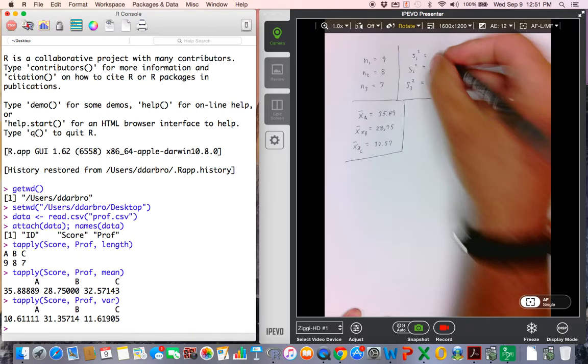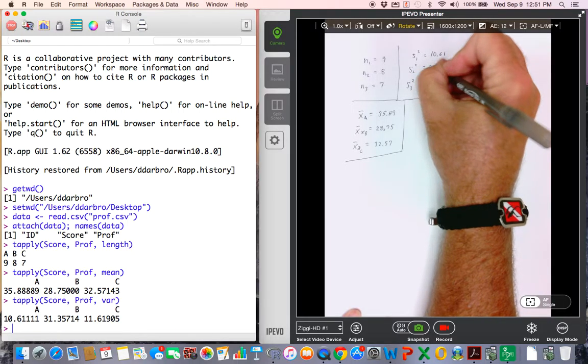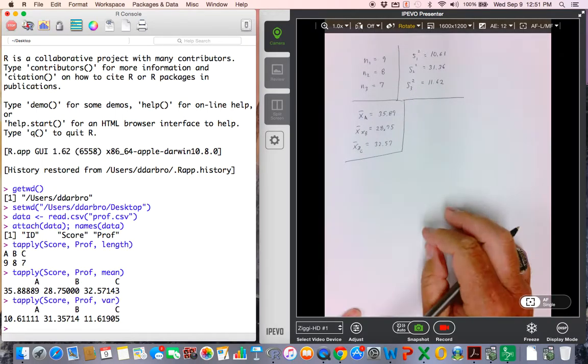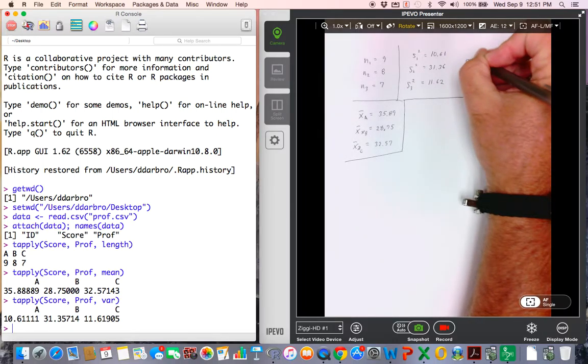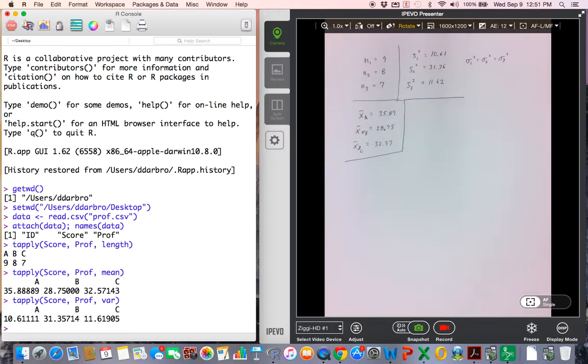So I have 10.61, 31.36, 11.62. And is there a red flag? Yeah, it seems to me there is. The lowest variance, or I should say the highest variance, is almost 3 times the lowest variance. So it looks to me like there's a red flag here that we have violated the assumption that our population variances are equal. It doesn't appear to me, based on what we've collected from our sample, that this is a reasonable assumption.